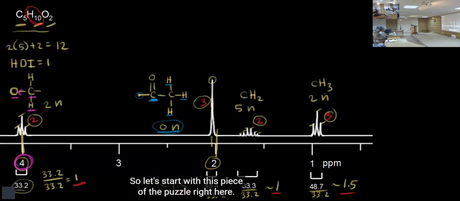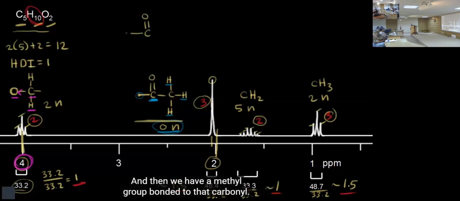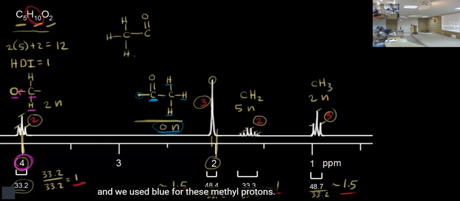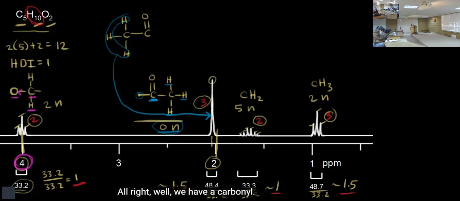So let's start with this piece of the puzzle right here. We have a carbonyl, so I'm going to draw in my carbonyl here, and then we have a methyl group bonded to that carbonyl. So I'm going to draw in our methyl group like that, and we used blue for these methyl protons. So the signal for these methyl protons appears right here. Next, let's think about a possible functional group. Well, we have a carbonyl, and then over here we have an oxygen. So if we put the oxygen next to the carbonyl, that gives us an ester. So let's go ahead and do that.